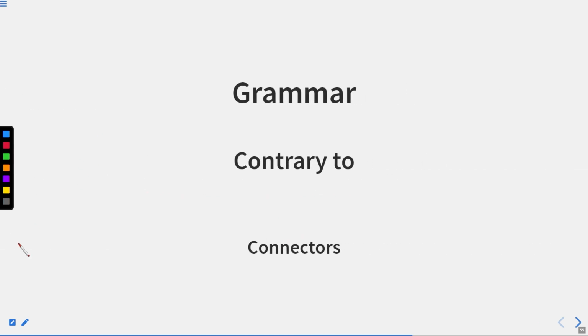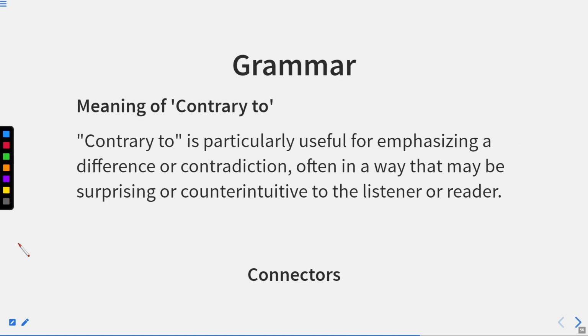Now, again, we are going to discuss one more contradictory preposition, and that is the phrase contrary to. Contrary itself says that it is showing some contradiction to the statement which has been said previously. Now, the meaning of contrary to: it is particularly useful for emphasizing a difference or contradiction, often in a way that may be surprising or counterintuitive to the listener or reader.